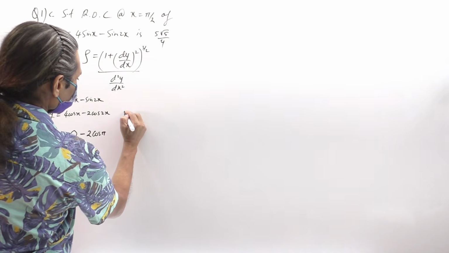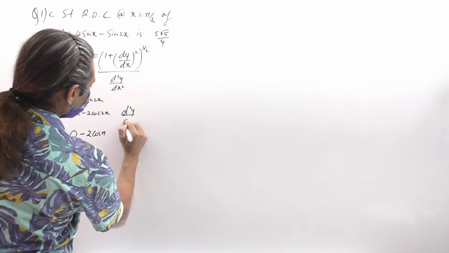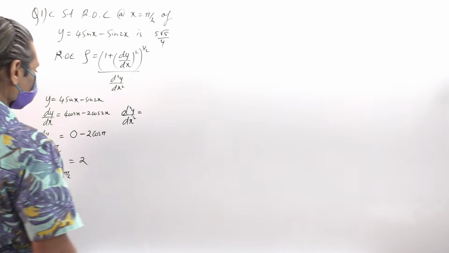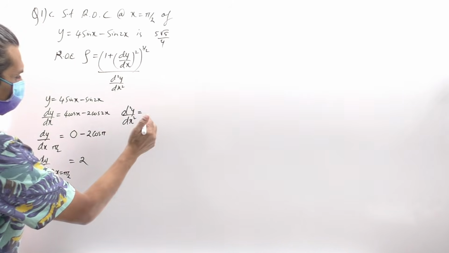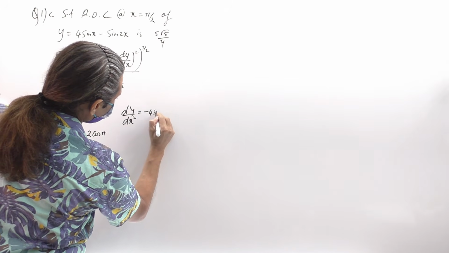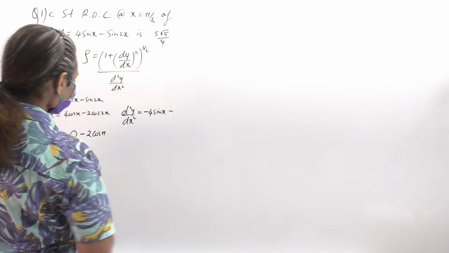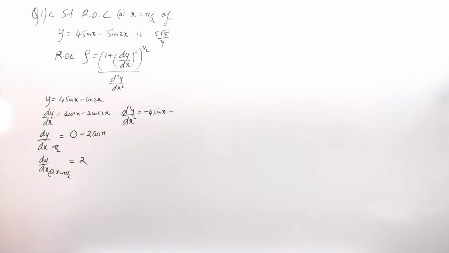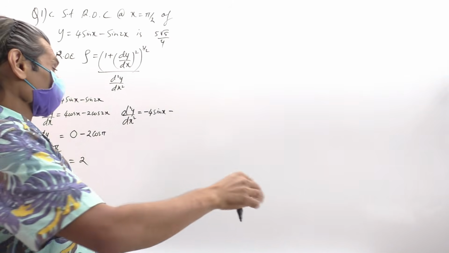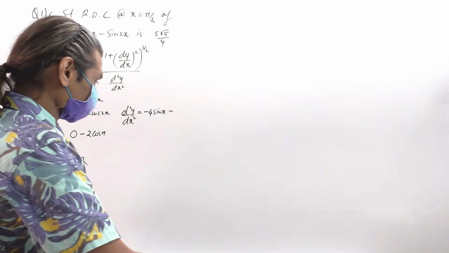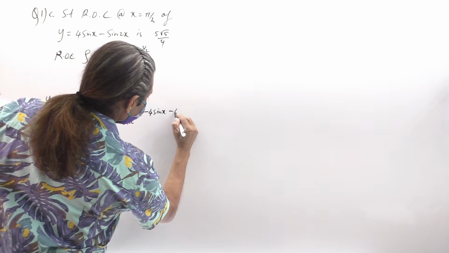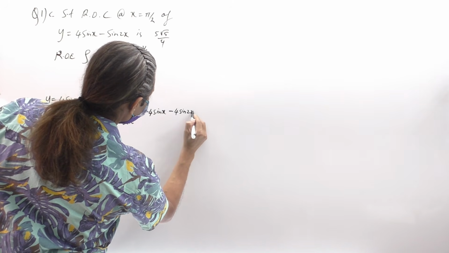Similarly, let's find d square y by dx square. So d square y by dx square will be, again differentiate this. See, 4 into differentiation of cos x is minus sin x minus, the derivative of cos 2x is minus 2 sin 2x. So 2 to the 4 minus 4 sin 2x.